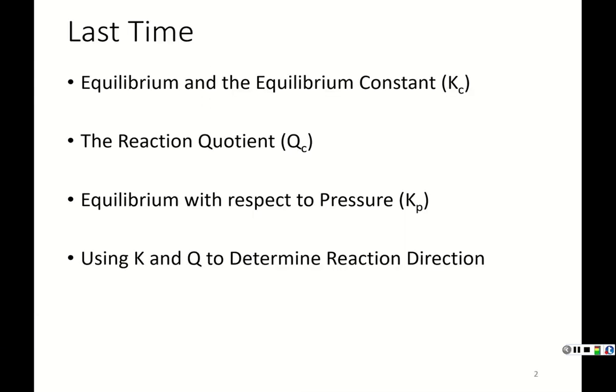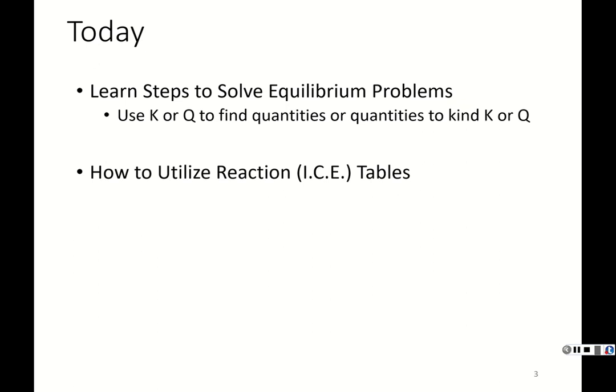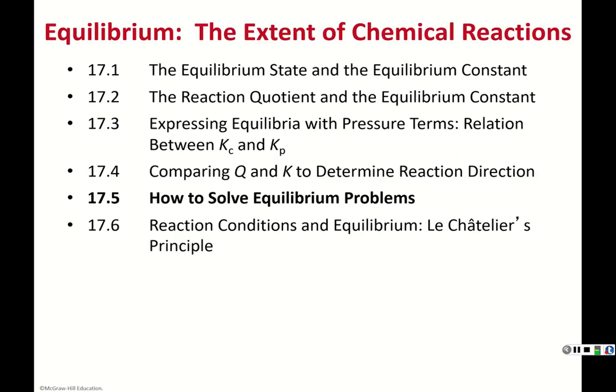Okay, last time we started our talk about equilibrium. We introduced the equilibrium constant K and the reaction quotient Q, and then we used Q and K to determine which direction the reaction would go. What we're going to go through today is the steps to solve equilibrium problems, and that is specifically how to utilize reaction tables, also known as ICE tables. This is from section 5 of chapter 17.